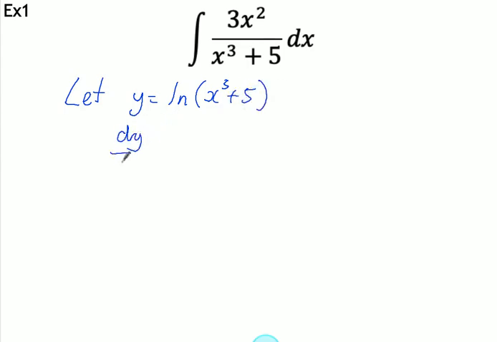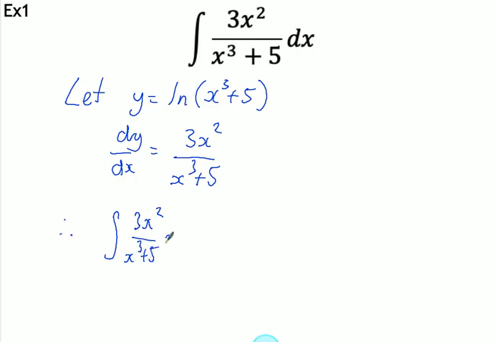So if I were to differentiate that, I would get the exact thing that I wanted. So I now know that the integral of that with respect to x must be ln of x cubed plus 5 plus our constant.